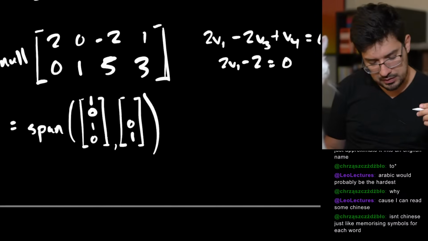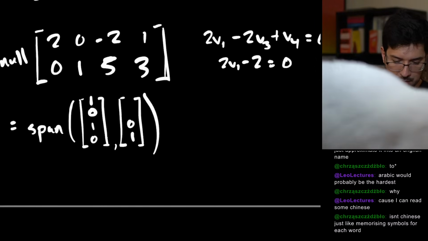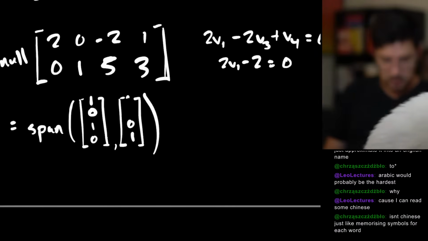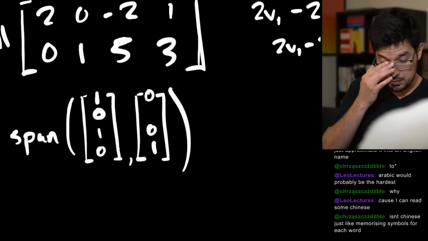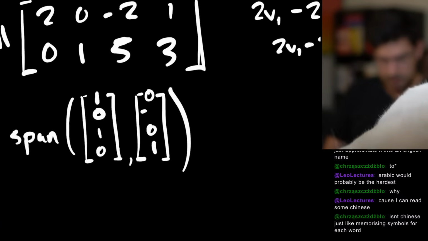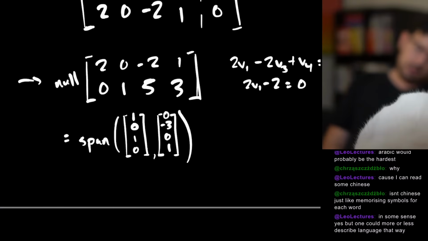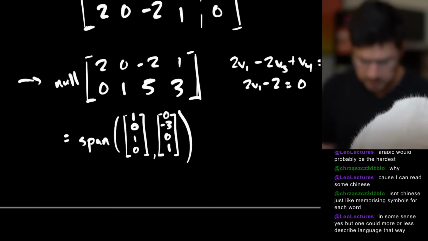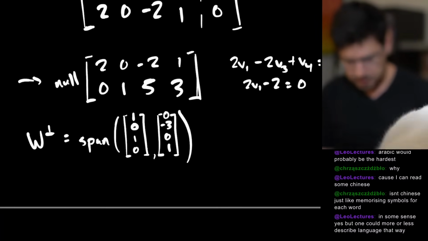And then in this other solution, v1 will be 0, and then v2 depends on v3 and v4, so v2 is -3, right? I think that this is our solution. W perp is the span of those two vectors.